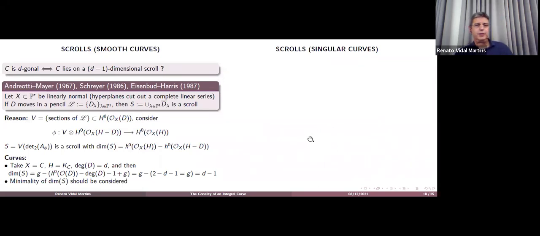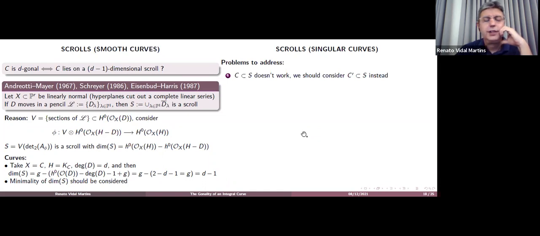So now let's address the problem of scrolls for singular curves. There are many issues. I'm gonna list some problems to address. First, C doesn't work at all. If you put here C, I mean, C is diagonal if and only if C, no way. So we should consider C prime instead. We're gonna see how. Second problem, C prime may pass through the singular set of S. I mean, this happened in the trigonal case, in the two-gonal case, and actually C there, but we're gonna see that C prime as well.